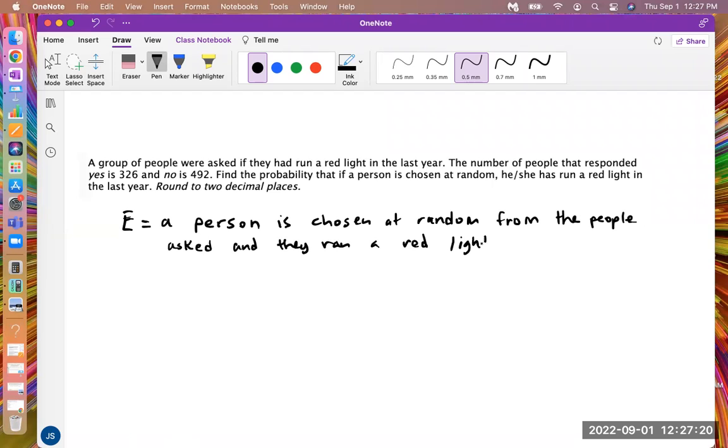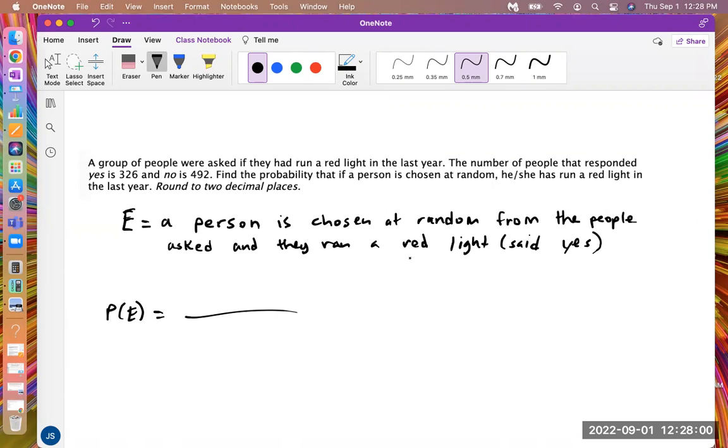Which would mean that they were one of the people that said yes when asked, right? So that's the event. The event is us choosing a person who said yes. And I want to find the probability of this event happening. And that means I have to find the total number of outcomes, all the different ways that we could pick a person who ran a red light. So how many people in this population did run a red light?